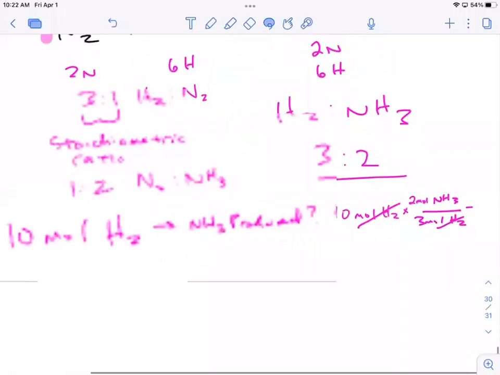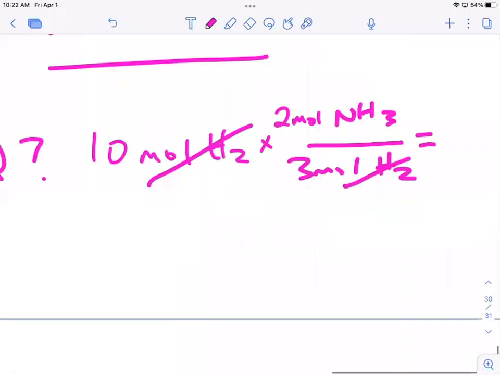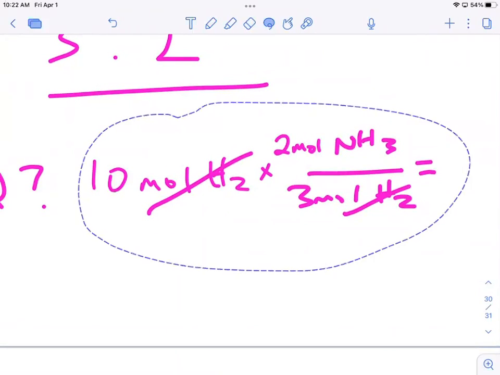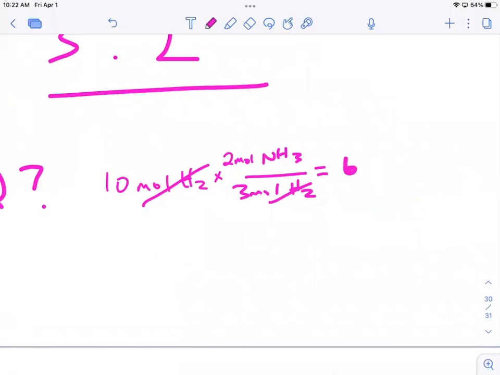I got 6.66. Can we round that up? 6.67. Let's do that. Or 6.7. Let's round it up. So 6.7 moles of NH3.